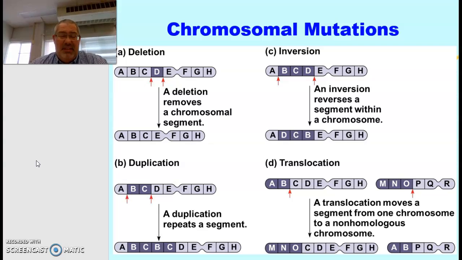So I combined 4 types of chromosomal mutations onto this slide. Letter A is when several genes, the letters A, B, C through H, represent genes, and a deletion is when one or more genes is removed from a chromosome. So a chromosomal deletion removes a gene or genes.